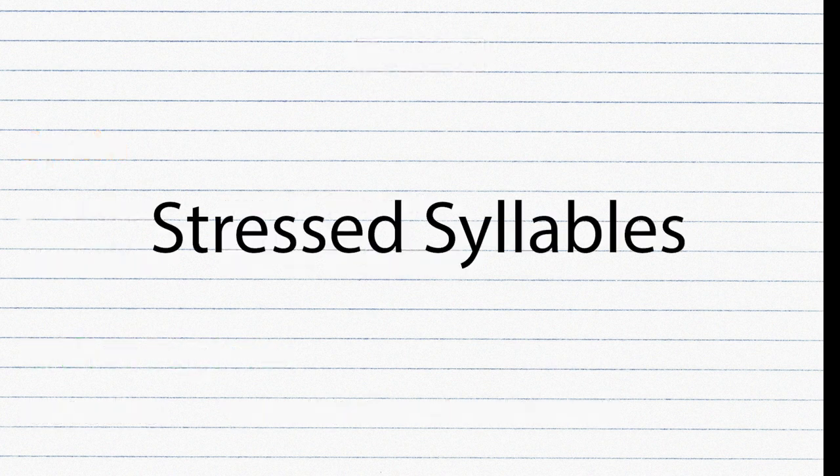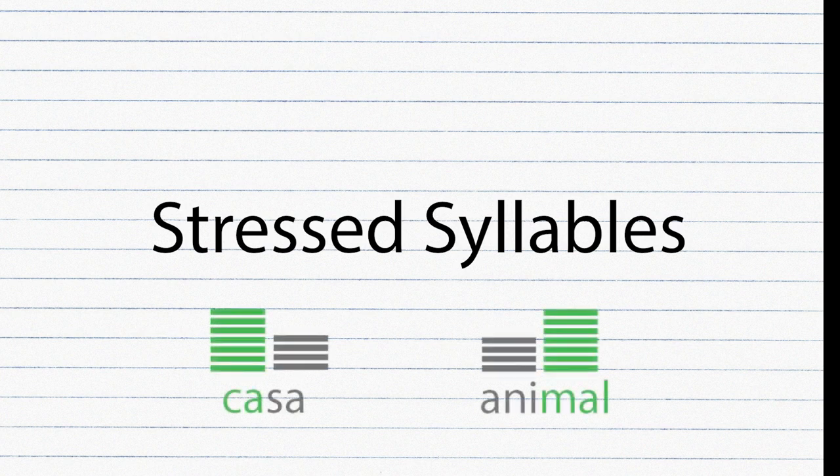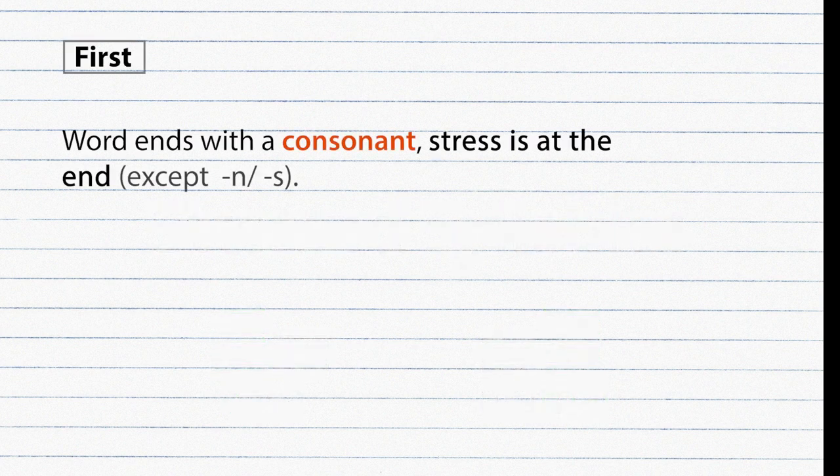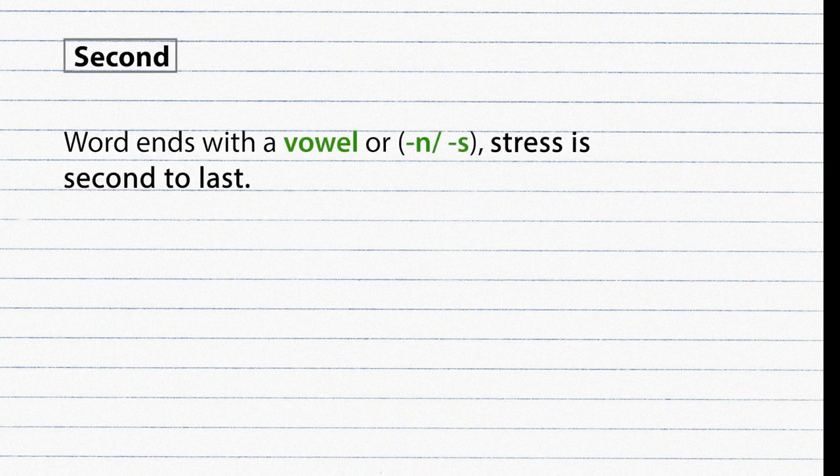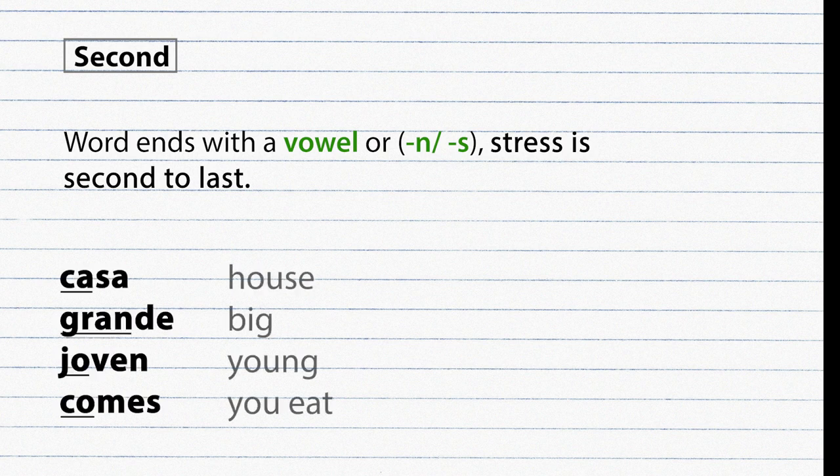Stressed syllables. All Spanish words have at least one stressed syllable. A stressed syllable means that one syllable is louder than the rest. There are two easy rules that we can use to know which syllable has a stress, or which syllable is a louder syllable. First rule: if the word ends with a consonant, then the stress is at the end, or the last syllable, except for N and S letters. Example: animal, comer, vocal, universidad. Second, if a word ends with a vowel, or N, S letter, then the stressed syllable is next to the last. Casa, grande, joven, comes.